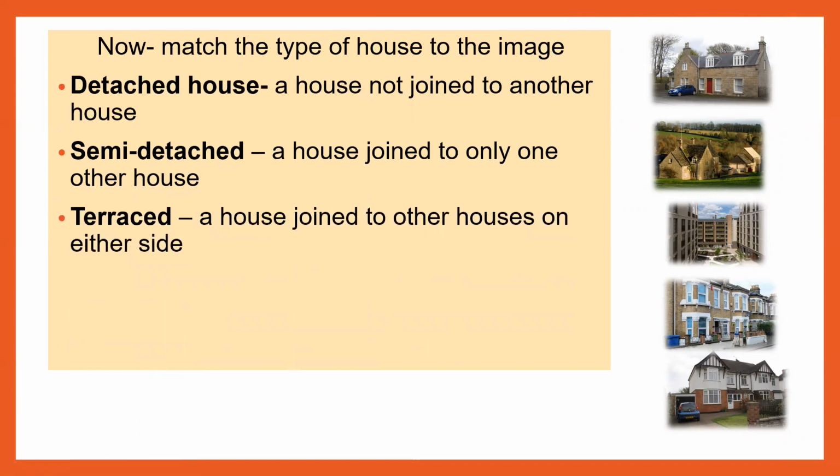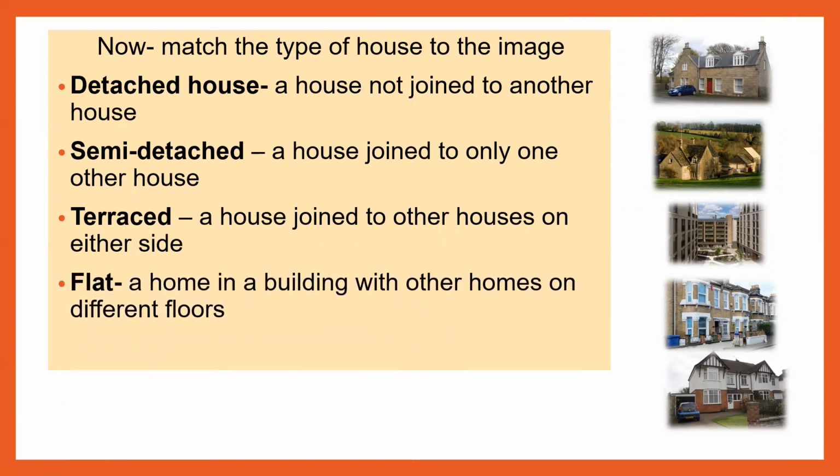Terraced house, a house that's joined to other houses on either side. A flat, which we know, we can see a lot of the flats outside our school, just opposite. So a flat is a home in a building with other homes on different floors. And a cottage, that is a great example in the second picture just there, is a very small house in the country. You don't normally describe a cottage as quite quaint, okay? They tend to have very low ceilings, wooden beams, really old windows and doors, and you need to look after them.